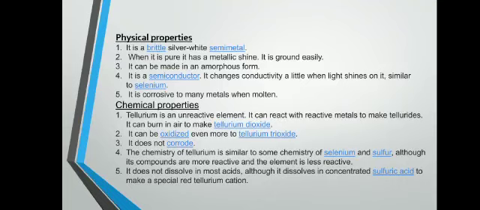The chemical properties of tellurium are: tellurium is an unreactive element. It can react with reactive metals to make tellurides. It can burn in air to make tellurium oxides. It can be oxidized even more to tellurium trioxide. It does not corrode. The chemistry of tellurium is similar to some chemistry of selenium and sulfur, although its compounds are more reactive and the element is less reactive. It doesn't dissolve in most acids, although it dissolves in concentrated sulfuric acid to make a special red tellurium cation.